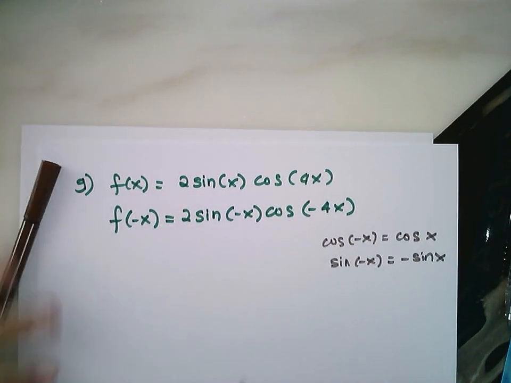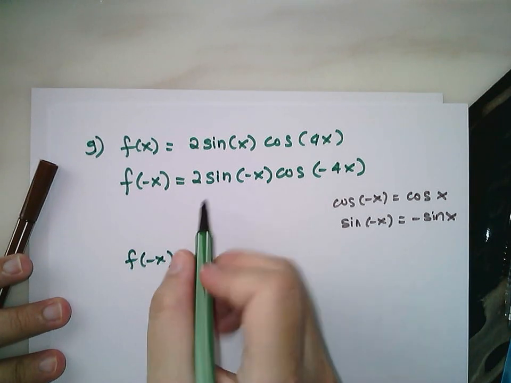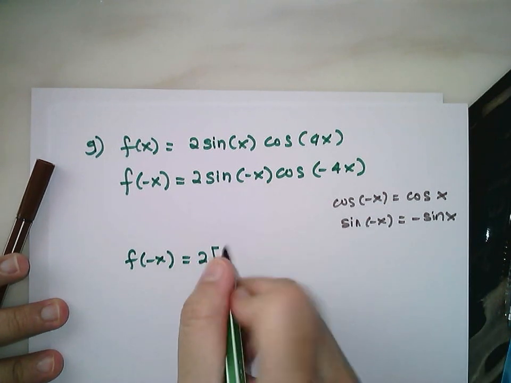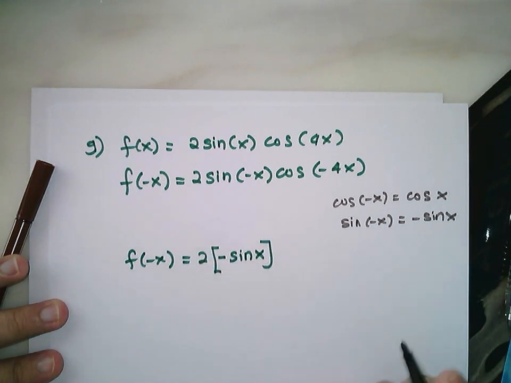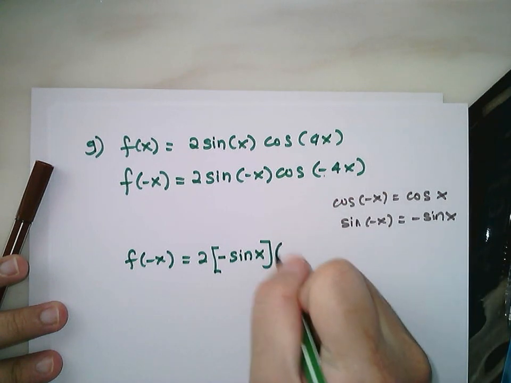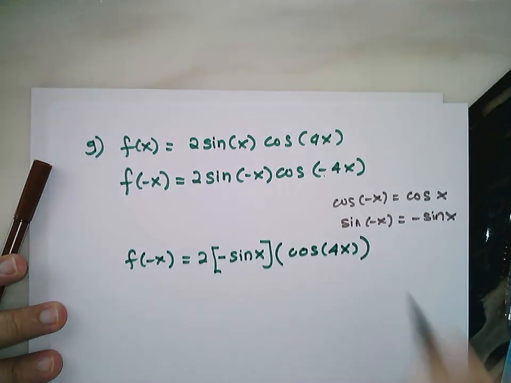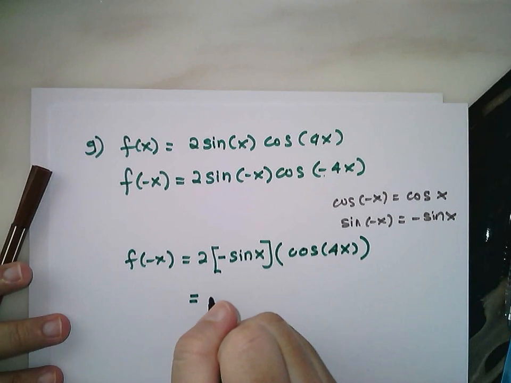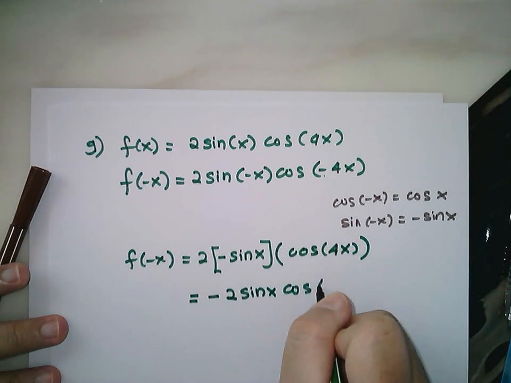Therefore, your f of negative x is equal to 2, the first one, sine of negative x. This one will be negative sine x. So this is the first function. The second one is cos of negative 4x, which is equal to cos 4x. So this one is equal to negative 2 sine x cos 4x.